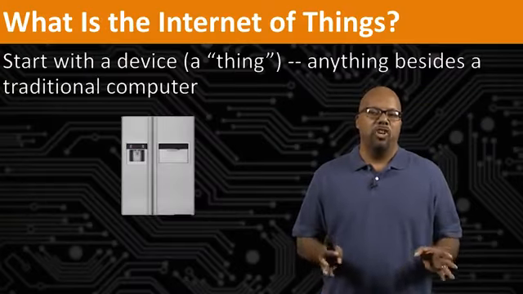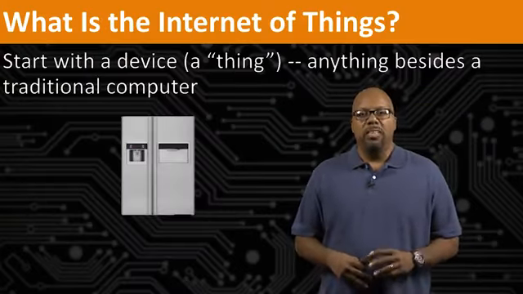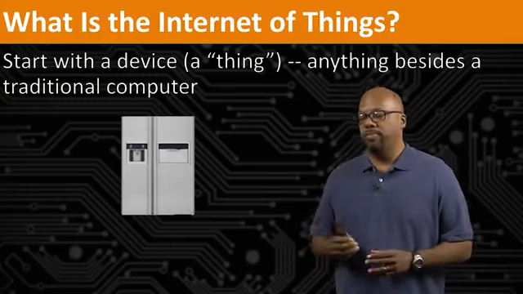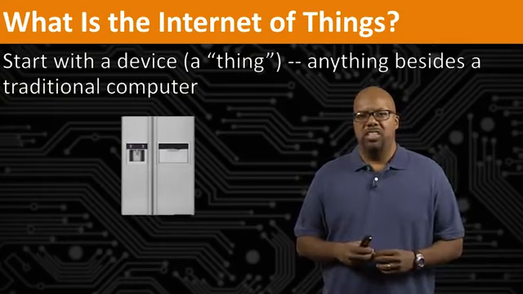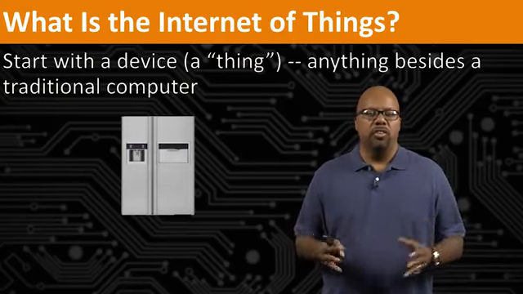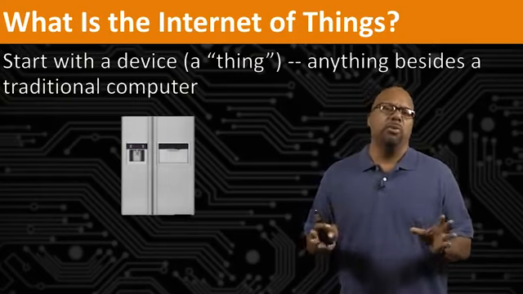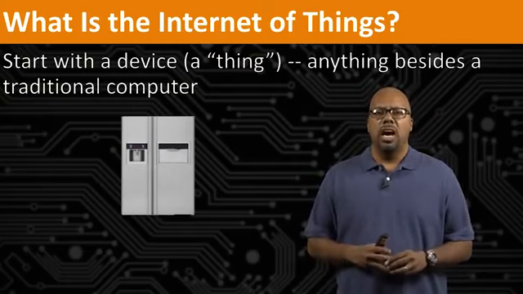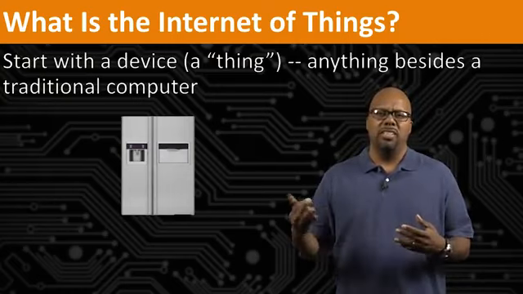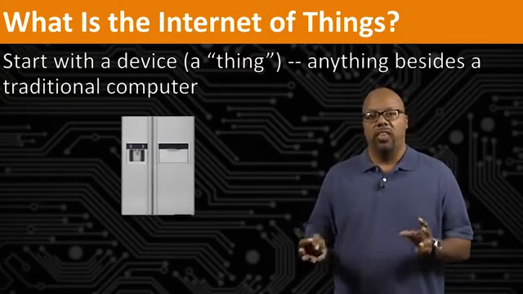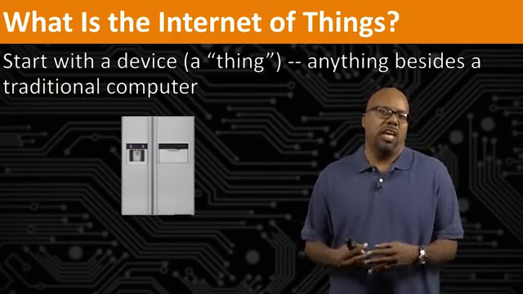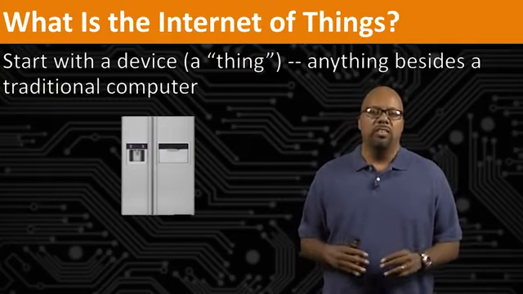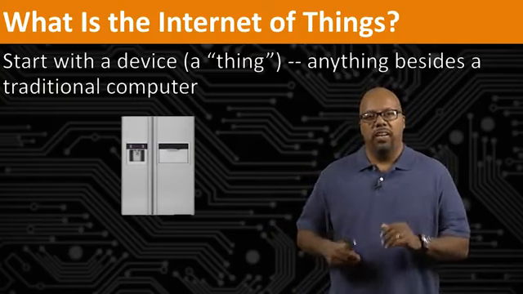So let's break down the term Internet of Things. We're probably going to start off with a thing of some kind. In this case, we're talking about a refrigerator, and a refrigerator is just a thing. It can be anything besides a computer, right? If it's a computer, we're not calling that a thing. But anything besides a traditional computer, laptop, desktop, or server type of device, you'll call a thing of some kind. And it has some features, it has some use. In the case of a refrigerator, we know what a refrigerator does. It keeps things cold and so on. So you start off with a thing.